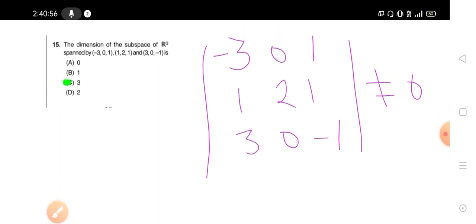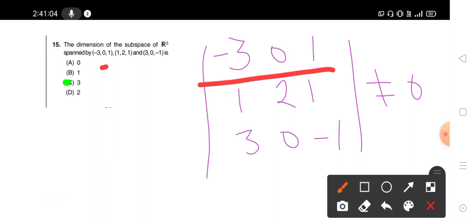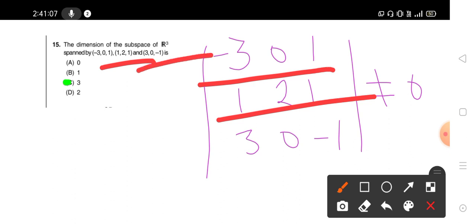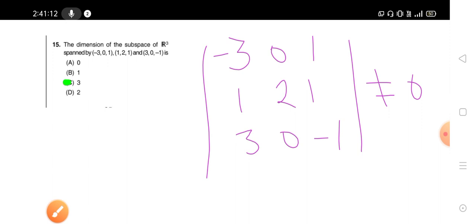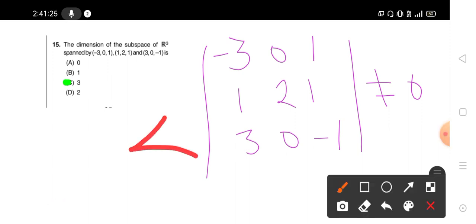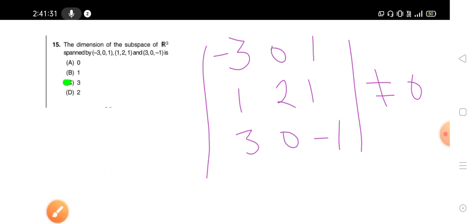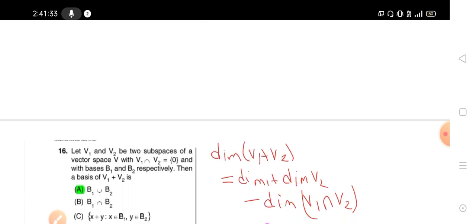Next question. The dimension of the subspace of R3 spanned by the given vectors: form the matrix and find the determinant. If determinant is not equal to 0, then dimension is equal to 3. If determinant equal to 0, then dimension is less than 3. We check, determinant is non-zero, therefore option C is correct. Answer is 3. Next question.